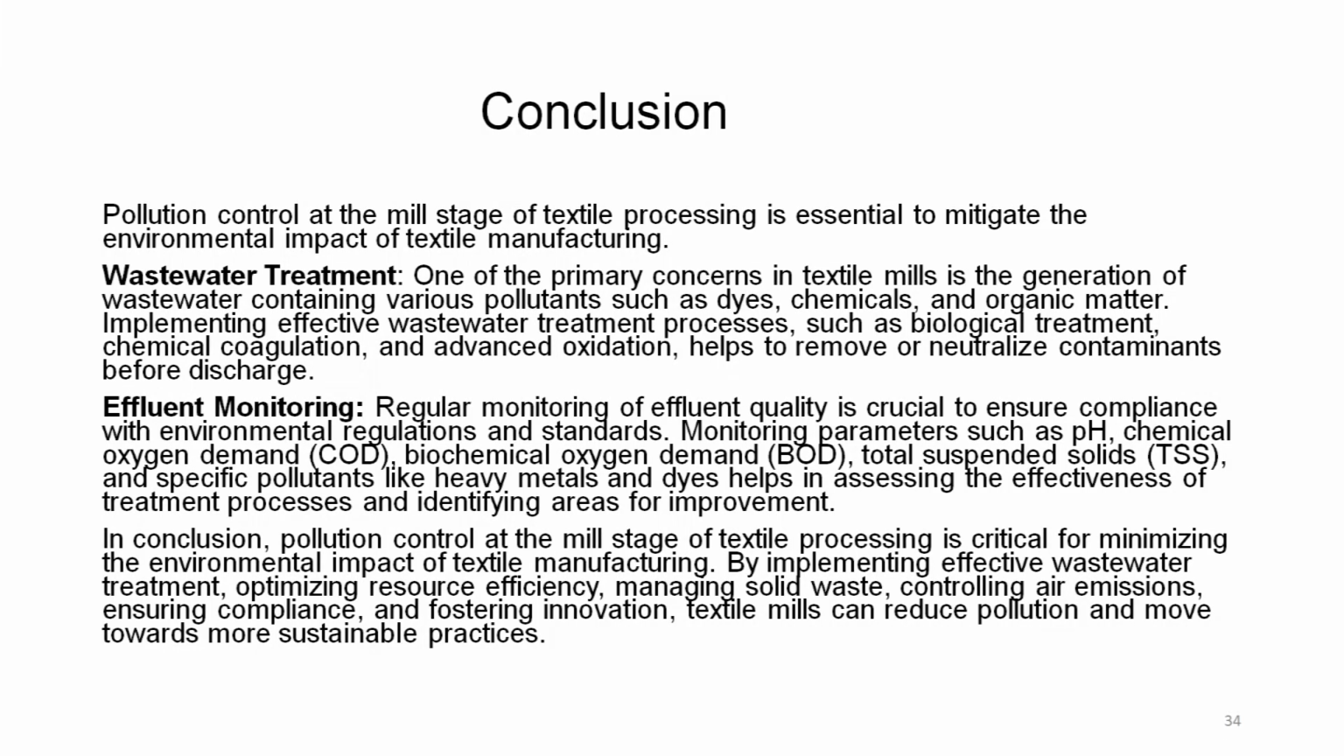In conclusion, pollution control at the mill stage of textile processing is critical for minimizing the environmental impact of textile manufacturing. By implementing effective wastewater treatment, optimizing resource efficiency, managing solid waste, controlling air emissions, ensuring compliance and fostering innovation, textile mills can reduce pollution and move forward to more sustainable practices.